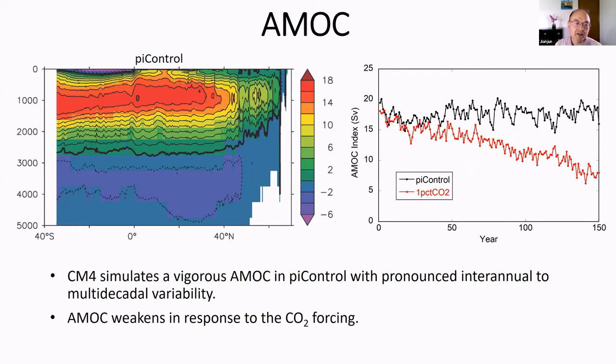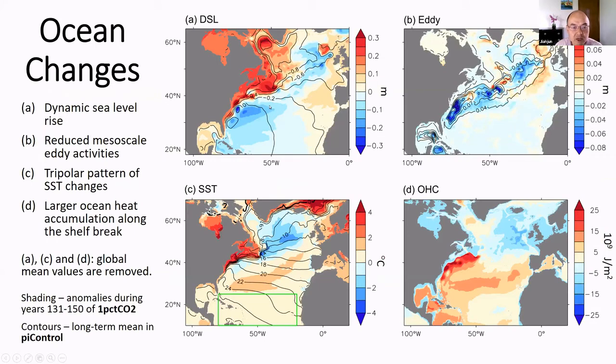So the dynamic sea level rise is induced by the AMOC weakening in the CM4 simulation. So this is the overturning stream function in the control simulation. And this is the time series of the AMOC in the control simulation and in the 1% CO2 simulation. So you see the weakening of the AMOC with time in the CO2 experiment. So this weakening causes the dynamic sea level change in the North Atlantic.